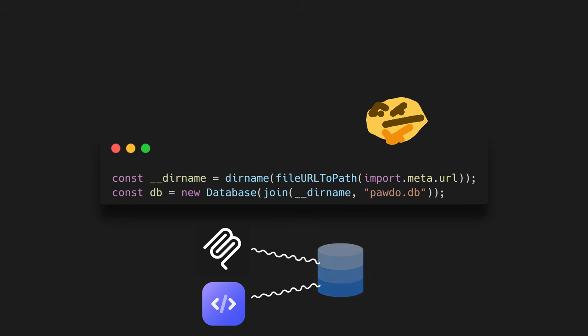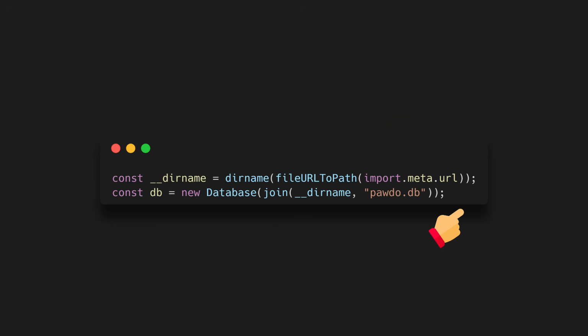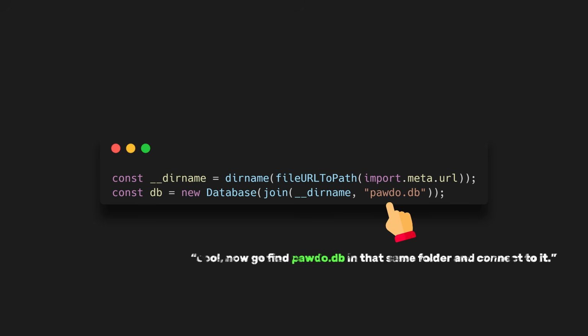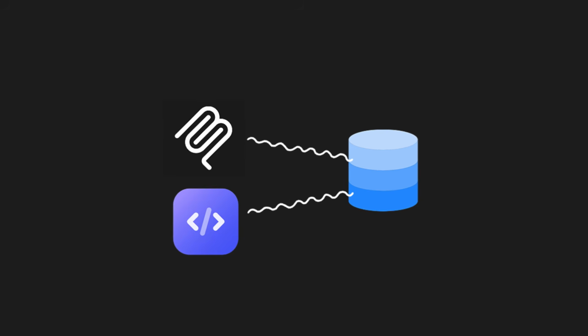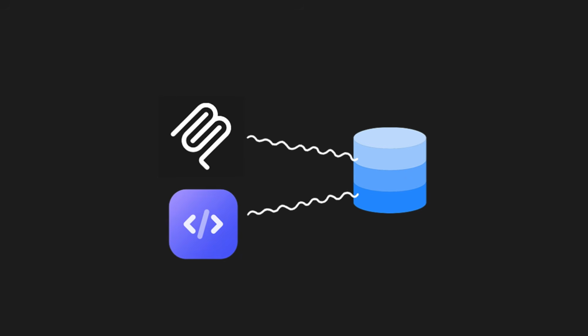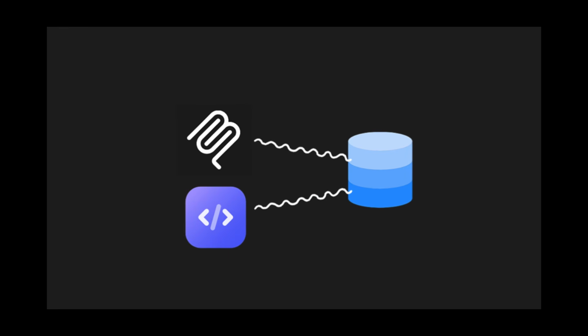Now, here's the important part. We need to connect our MCP server to the same database our app is already using. And this part might look scary at first, but it's actually doing something very simple. We're basically asking, hey, where is this file located? That's what this line does. Then right after that, we say, cool, now go find podu.db in that same folder and connect to it. So now, both our Express app and our MCP server are using the exact same database. So yeah, they're officially sharing the same brain now.